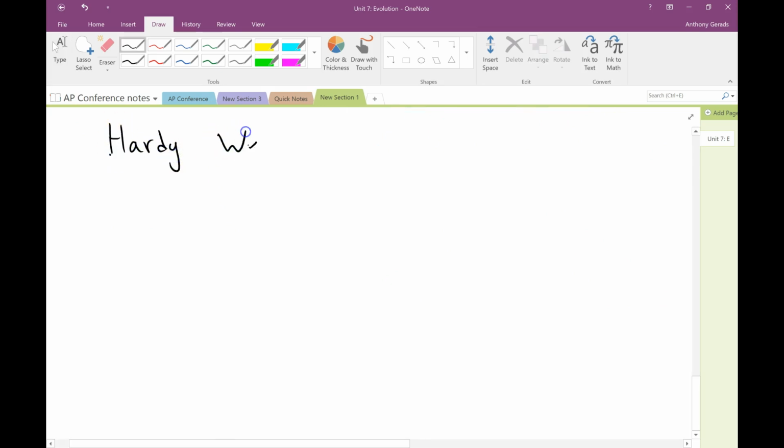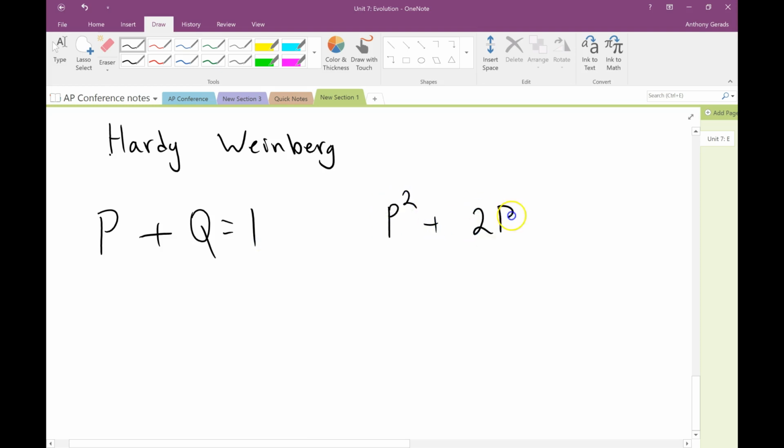Hardy-Weinberg, meaning P plus Q equals 1 and P squared plus 2PQ plus Q squared equals 1. Anyone remember what P stands for?